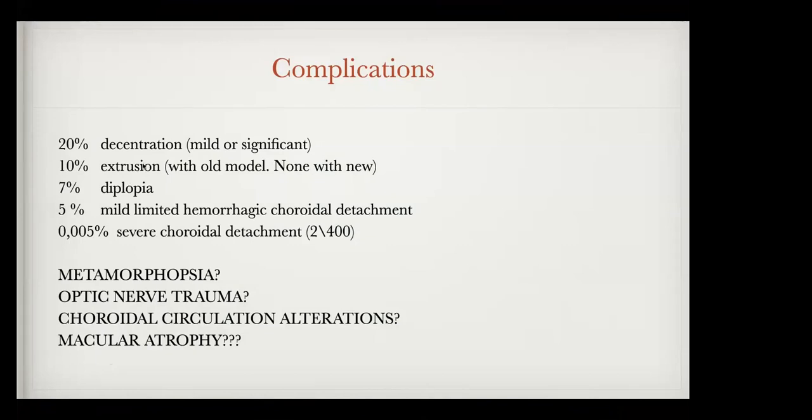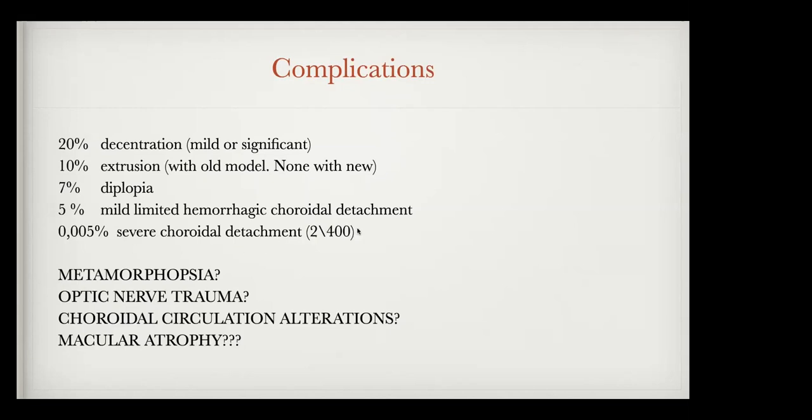Decentration. I think decentration is my fault, is our fault, and it was also due to the fact that I'm improving the technique as I'm working. And I will show you what to do. 10% extrusion, but that happened when I used to use the sponge and the titanium. With the NPB in the last 3 years only, I haven't had that problem. Probably because it's a different material, and second, because I always try to implant around 10 to 12 millimeters from the limbus. 7% diplopia, and I will speak about all of them.